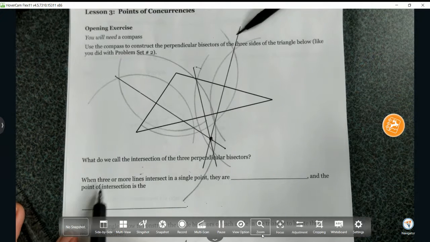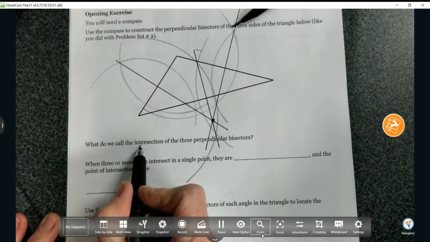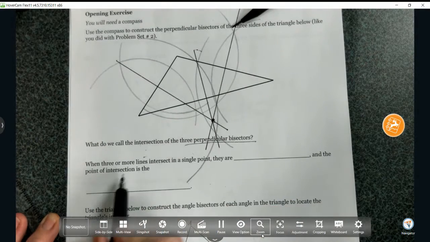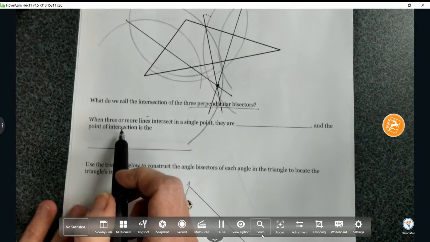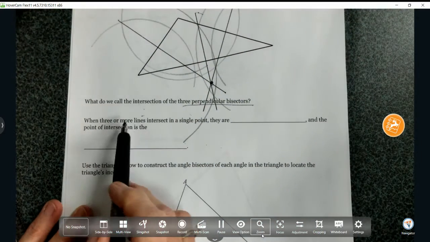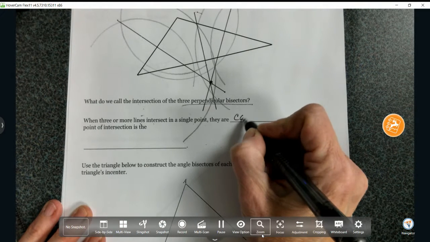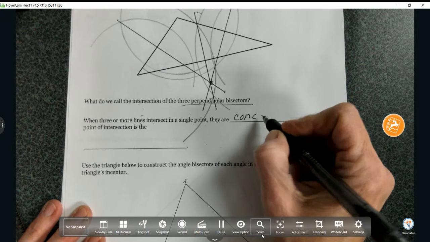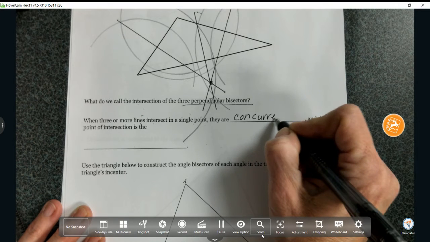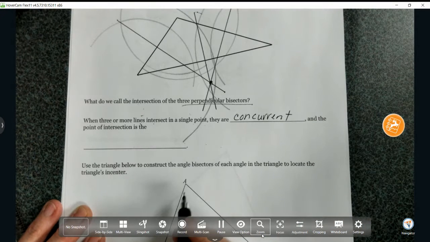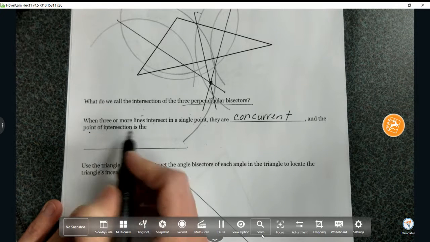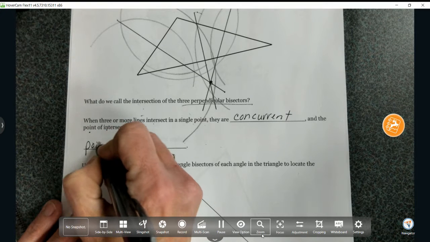We're going to come up with a name for these three perpendicular bisectors when we get there. Focus. All right, so when three or more lines intersect in a single point, we call that concurrent. They are concurrent. They all intersect in a single point. And the point of intersection is called the point of concurrency.